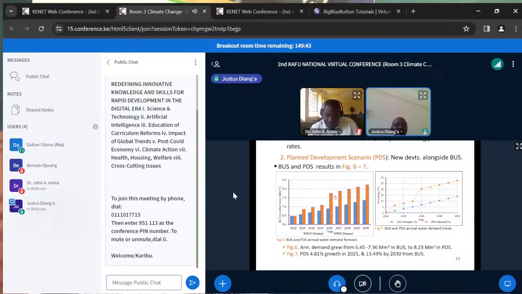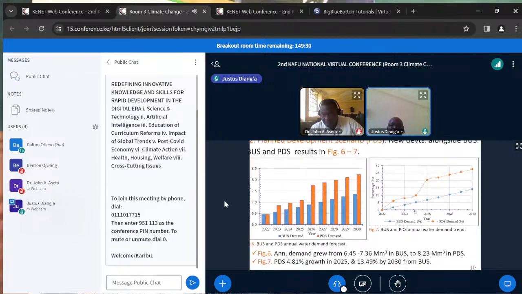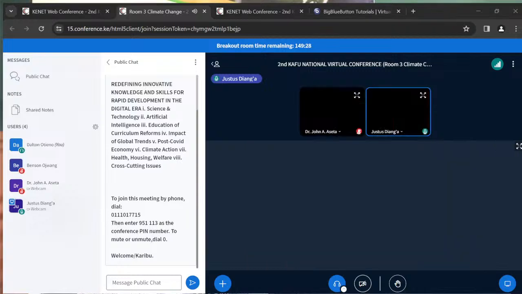We have a sharp increase in demand. This sharp increase in demand is also shown by Figure 7, which shows the annual water demand trend in percentages. When you look at 2023, for example, there's a difference. There's an increase because of an activity that is first.